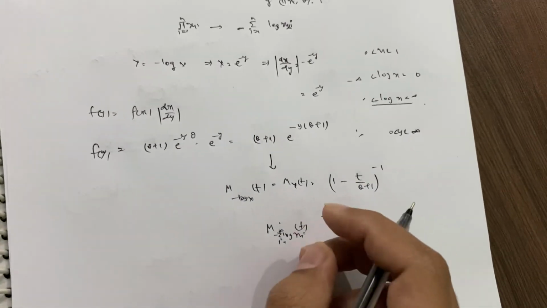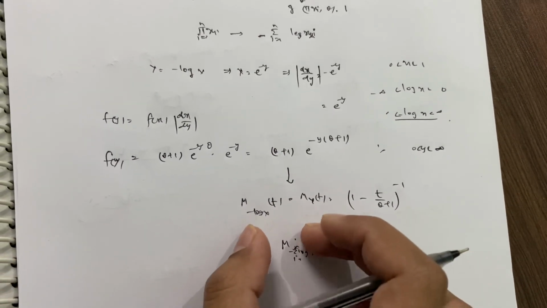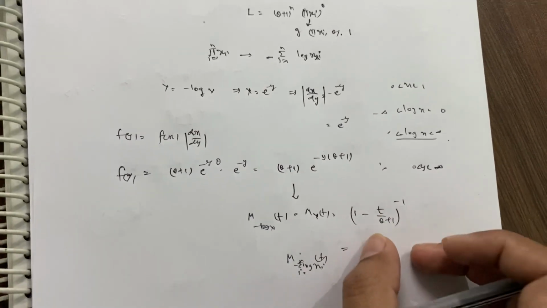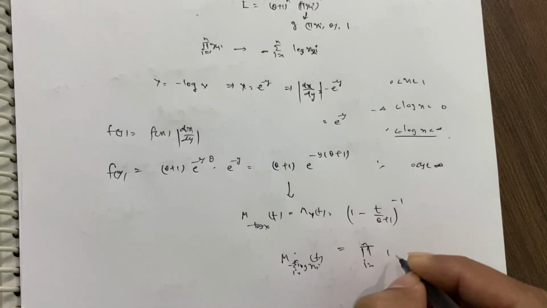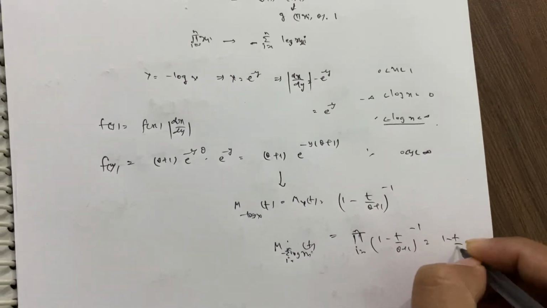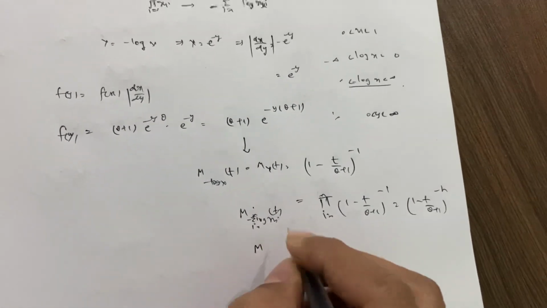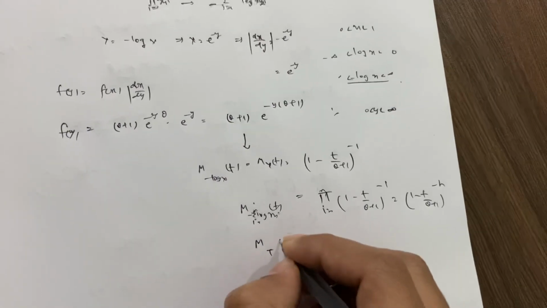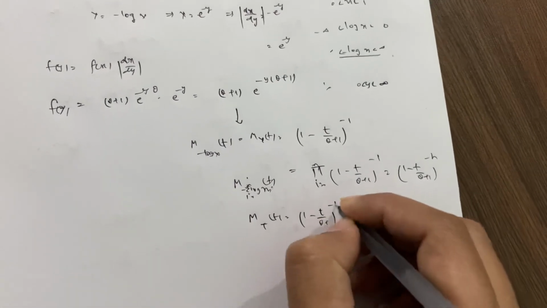When X1, X2 are independent, the moment generating function of their sum will be the multiplication of their MGFs. So this will be the product from i equals 1 to n of (1 minus t by theta plus 1) to the power minus 1, which is (1 minus t by theta plus 1) to the power minus n. Okay, so let's suppose this is T, and the MGF of T will be (1 minus t by theta plus 1) to the power minus n.